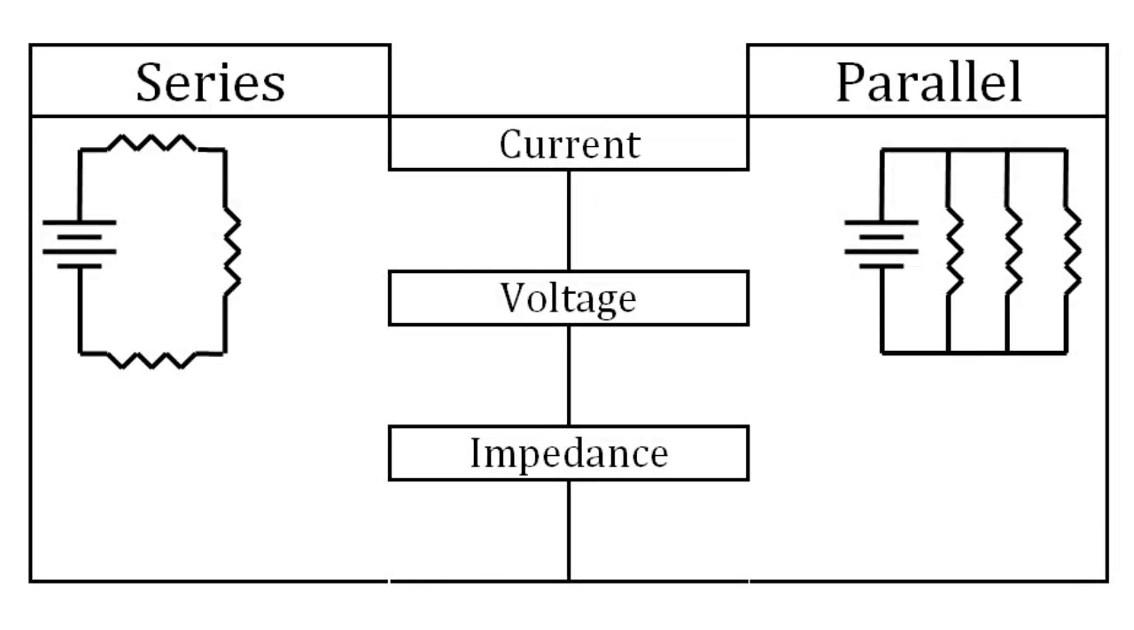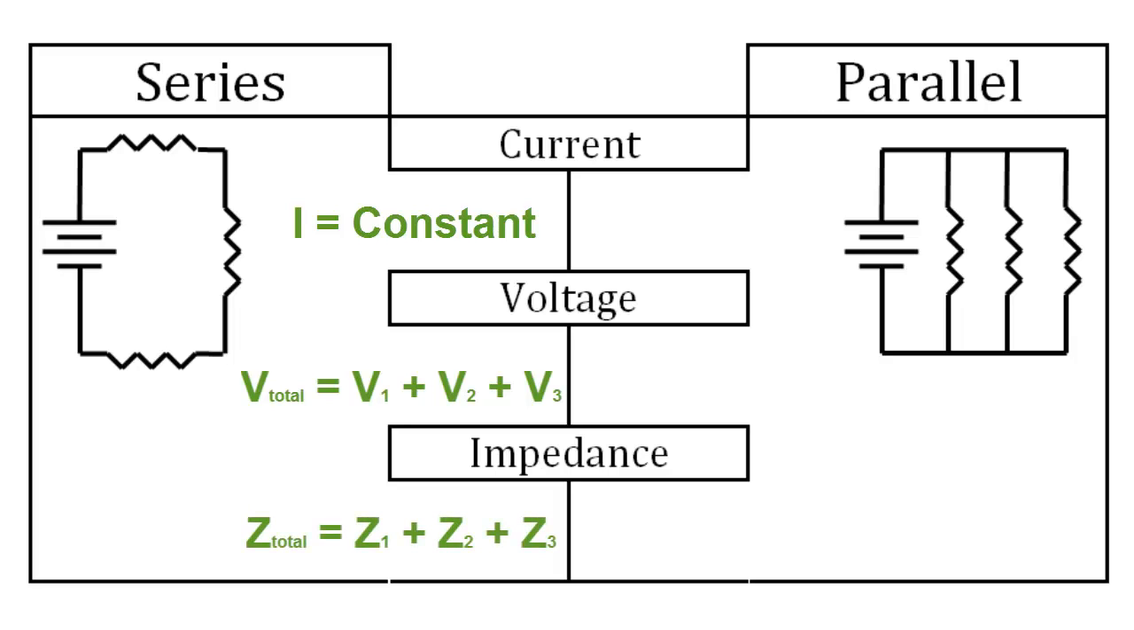A circuit with multiple loads can be connected in series or parallel. In a series circuit, the current is constant throughout the circuit. The sum of the voltage drops across each resistor will be equal to the voltage supplied by the source. The total impedance of a series circuit is found by adding the impedances of the individual loads. The more loads added to a circuit, the greater the overall impedance.